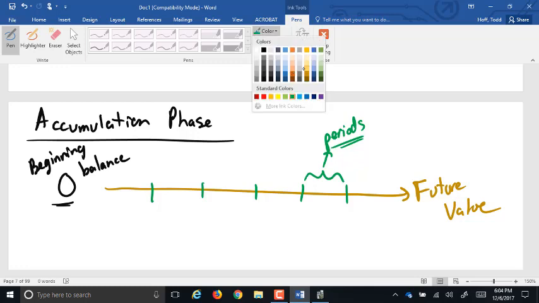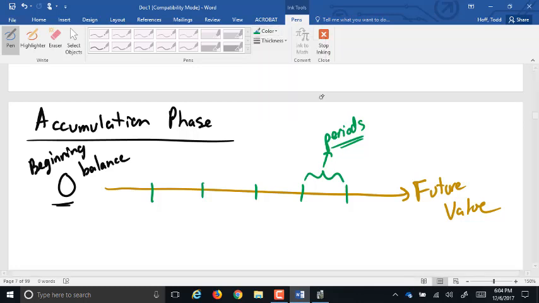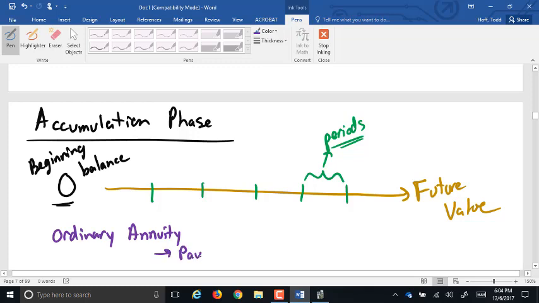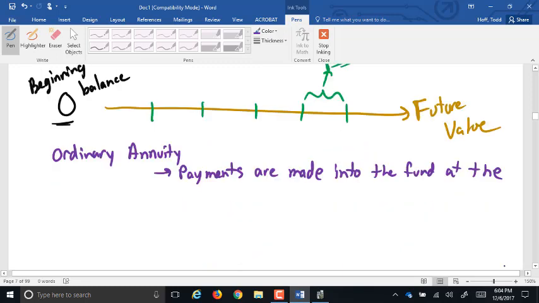There are two types of annuities. Ordinary annuity. The payments are made into the fund at the end of the period.